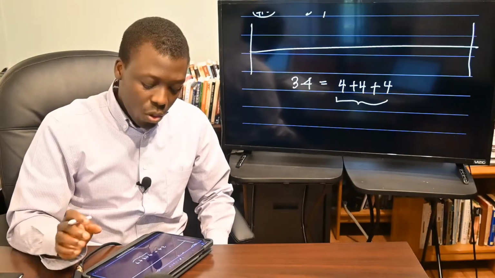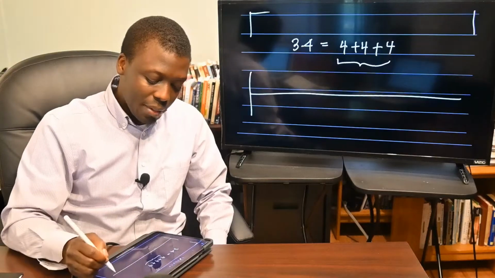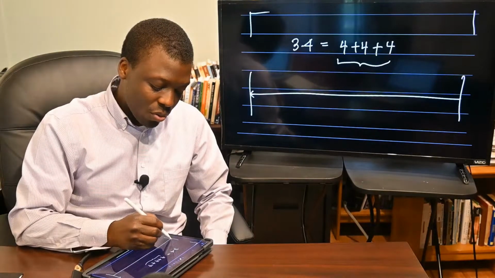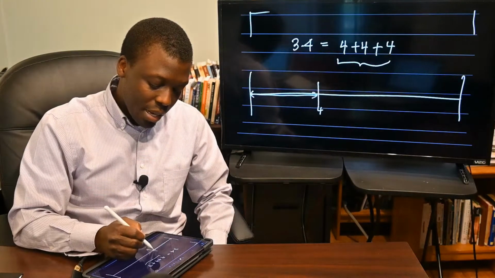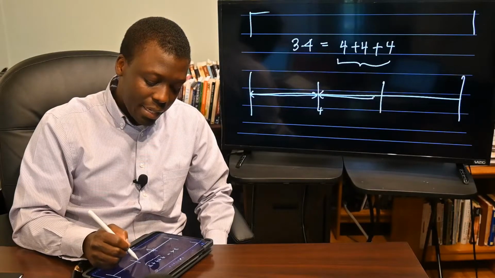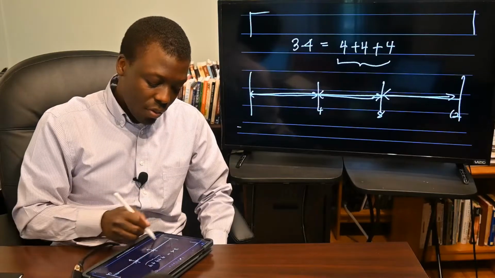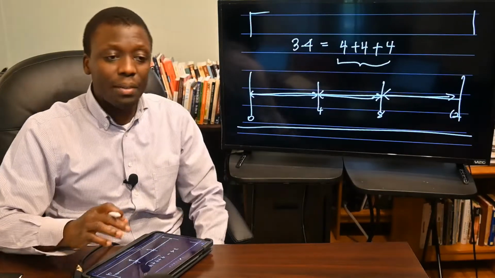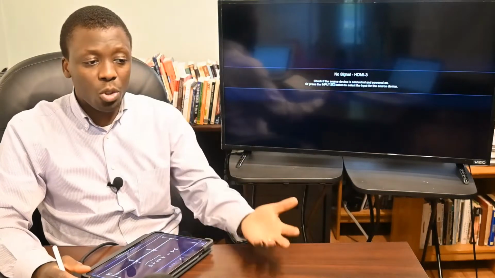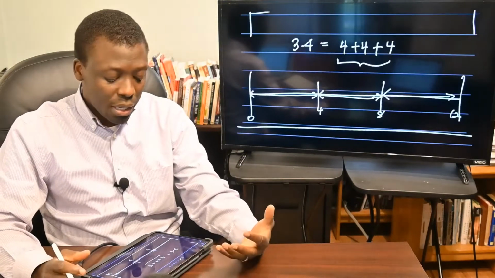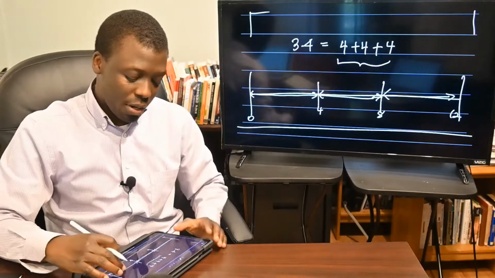And so when it's 4 three times, we can go on a number line and go from 0 to 4, and then from 4 to 8, and from 8 to 12. Just depicting it on a number line is one way that you can show your work for the problem.